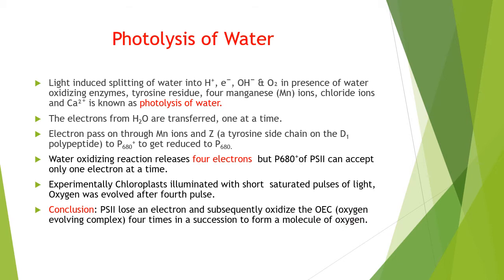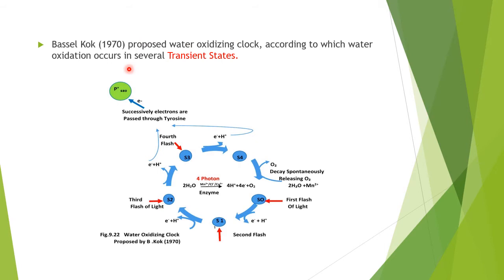Let's understand how it is taking place. Kok, in the 1970s, proposed a water oxidizing clock, according to which water oxidation occurs in several transient states. Suppose we have a water here which is in the S0 state. First flash of light comes, and due to that flash of light, there will be release of 1 electron, 1 proton. Of course, that 1 electron can be taken by this system through the Z carrier. And then this water is changed from S0 state to S1 state.